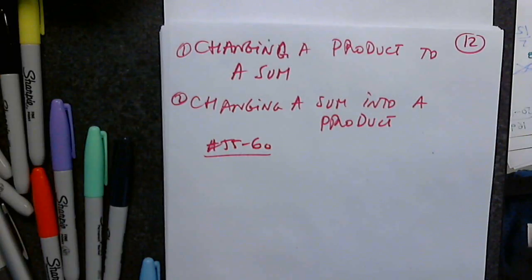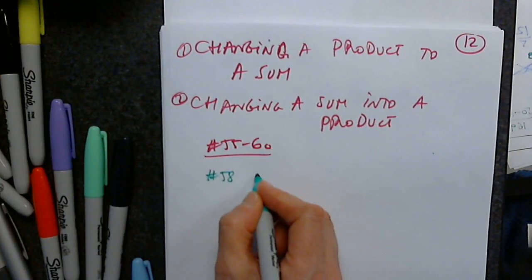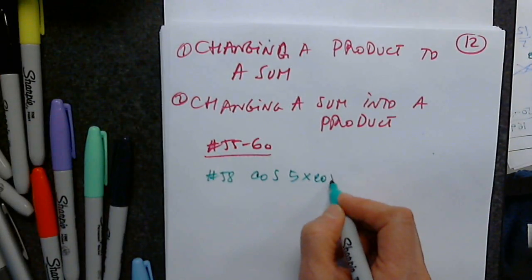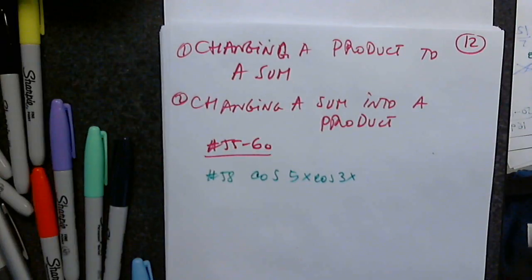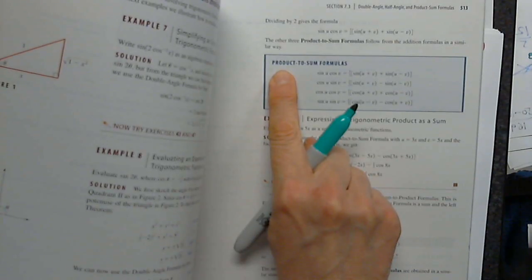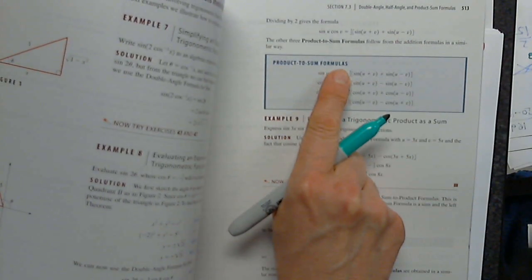58. Okay, in 58 we have cosine 5x multiplied by cosine 3x. And the formulas are on the previous page. Is this a product or a sum? It's a product. So we want to change the product into a sum.